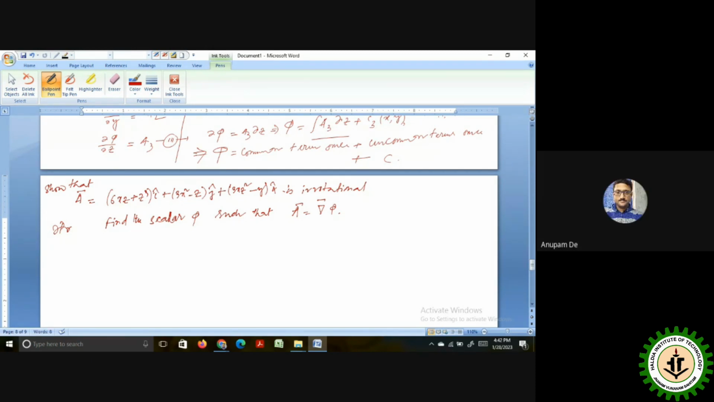So as I have told you, I have to first find this curl of A. I am telling you, if you find this curl of A, it is going to be equal to 0 vector. Okay, you find it first. Next, what you need to do? Since this is there, A is irrotational.